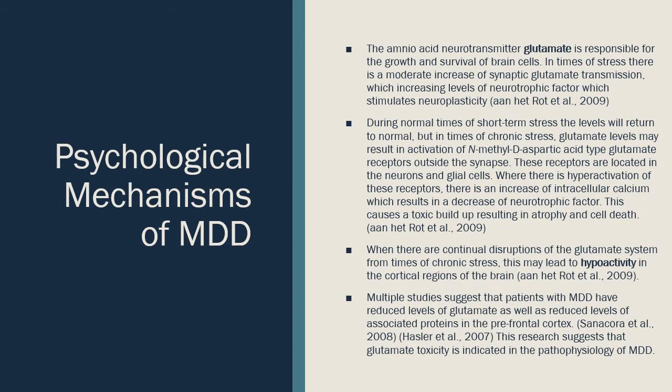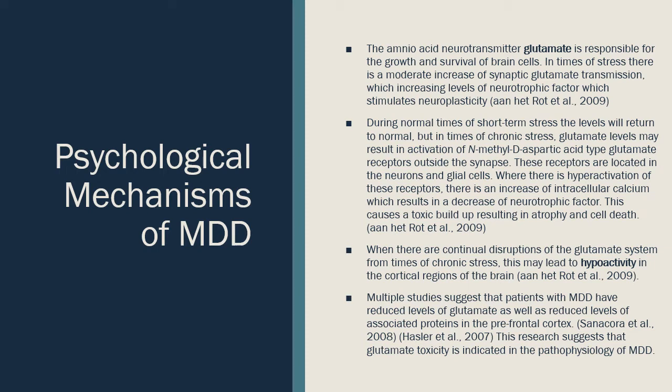Glutamate is responsible for the growth and survival of brain cells. In times of stress, there's a moderate increase of synaptic glutamate transmission, which increases levels of neurotrophic factor, which stimulates neuroplasticity. Usually, these levels will return to normal, but in times of chronic stress, glutamate levels may result in activation of N-methyl-D-aspartic acid type glutamate receptors outside the synapse.